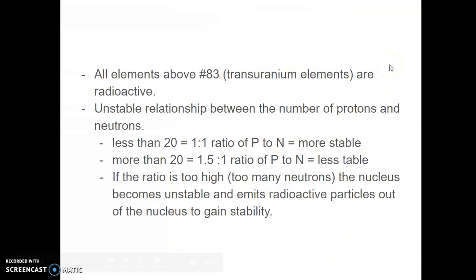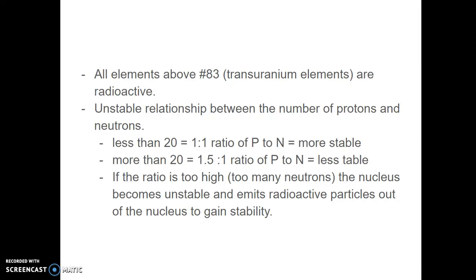So all of the elements above number 83 on the periodic table are called the transuranium elements because they come after uranium. They are all radioactive. So 84 through 118 are all radioactive. What makes something radioactive, again, is that unstable relationship between the number of protons and the number of neutrons.